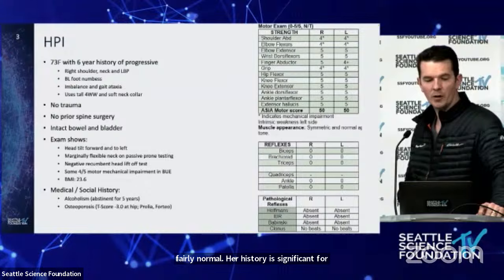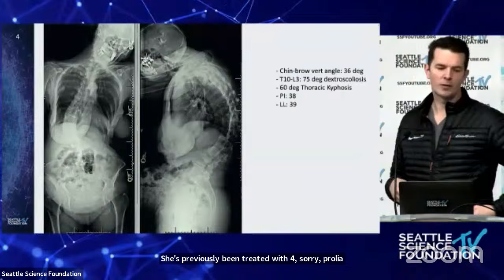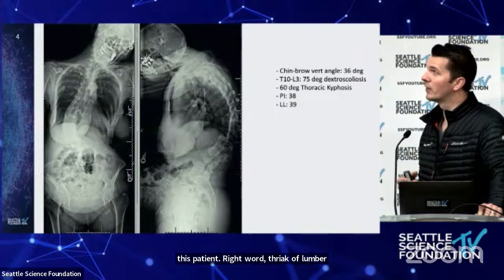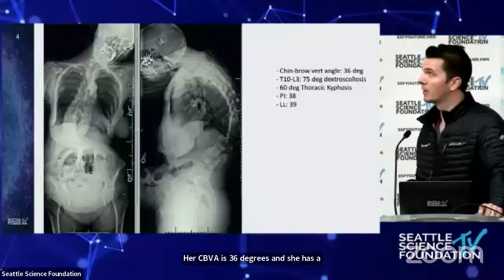So you can see standing and lateral scoliosis films for this patient. She has a rightward thoracolumbar scoliosis, and you can see her head is bent over and tilted forward. Her CBVA is 36 degrees, and she has a 75 degree dextral scoliosis, significant thoracic kyphosis, and her PI-LL is fairly matched together.